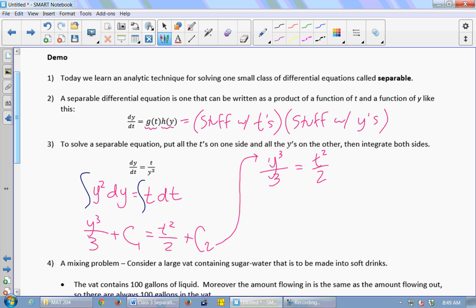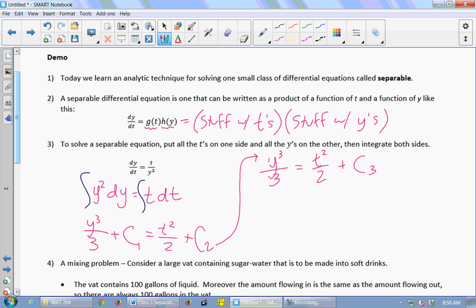But because c2 represents an arbitrary constant, it can take on any possible value, c2 or c1. When I subtract them, I just get another arbitrary constant, right? It's just completely random, can take on any value. So I'm just going to call that thing c3, some other constant. I'm not going to keep track of it's really c2 minus c1. I don't care. It's just some constant.